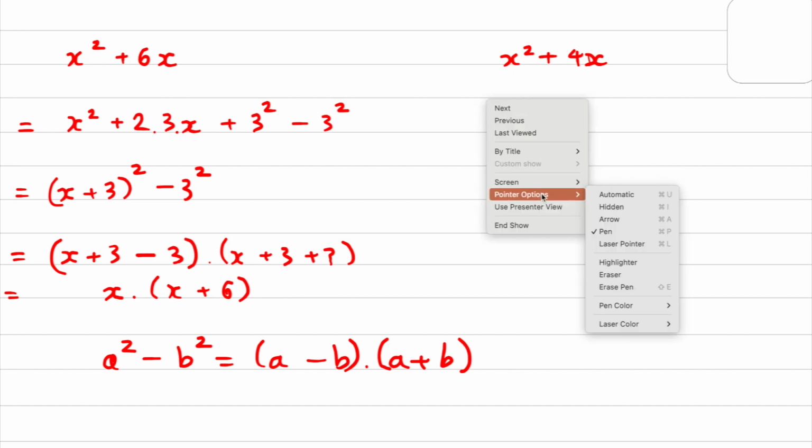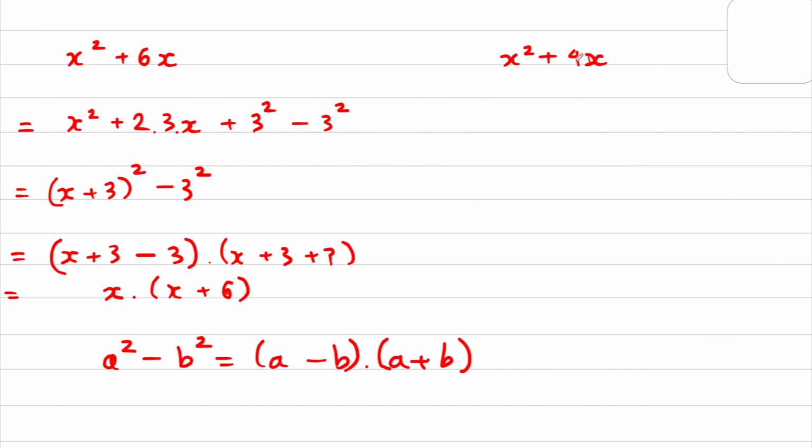Okay, so now for the next question, you have x squared plus 4x plus 1 here. How can you factorize this question? The first step, I need to complete the square. 4x becomes 2 multiplied by x multiplied by 2, plus 2 squared minus 2 squared, and then you have plus 1. The first three terms will combine together.